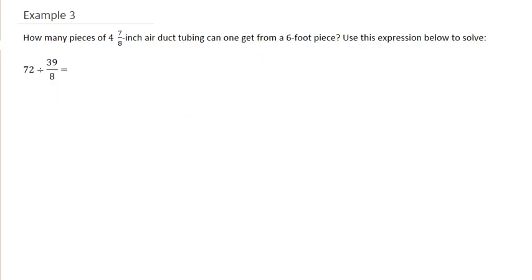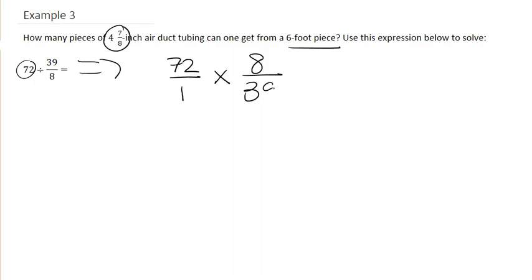How many pieces of 4 7/8 inch air duct tubing can one get from a 6-foot piece? So 6 foot is really just 72 inches, so that's why we have the 72 here. And now we're going to put the 72 over 1 to make it a fraction. And then we're going to divide by 39 over 8, which became an improper fraction. So instead, we're going to multiply, and we put 8 over 39 as we take the reciprocal, and then we'll multiply.